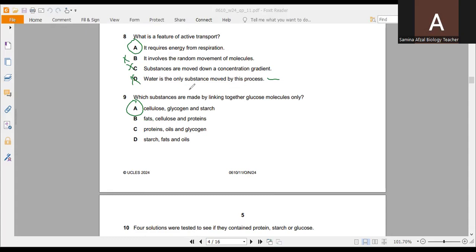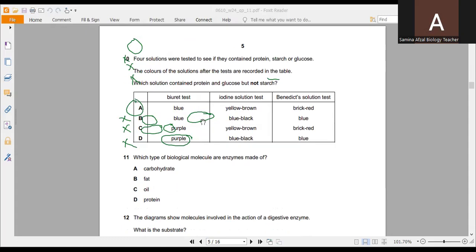The second option is not correct. Fat, cellulose, and protein: proteins and fats are not formed by glucose molecules, so B is not correct. In C, again, proteins and oils are not formed by glucose molecules because they are all different. In D, starch, fats, and oils, fats and oils again are the same. So only A is the correct option in question number 9.